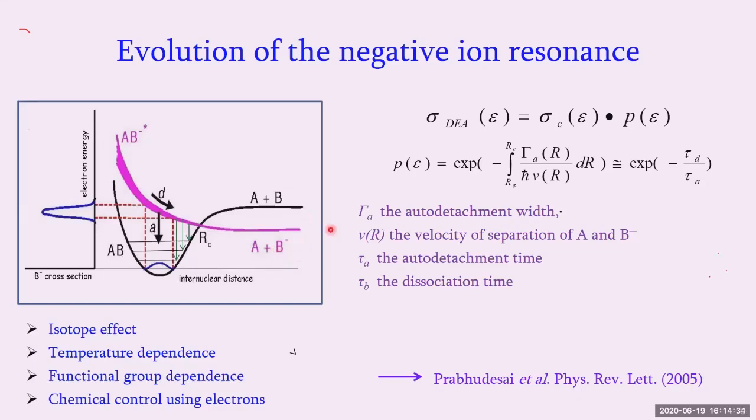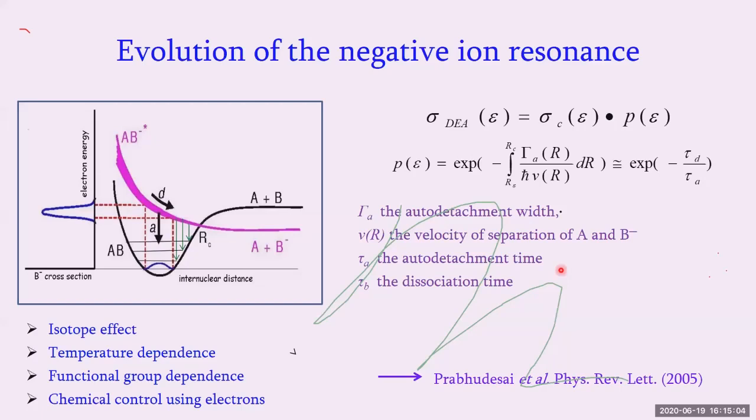What is important here is that there is a competition between the autodetachment process and the dissociation process. If you look at the DEA cross section, you have an exponential function which determines the final DEA cross section, controlled by the ratio of the two time scales, the dissociation time scale and the autodetachment time. This competition between these two processes gives rise to strong isotope effects.